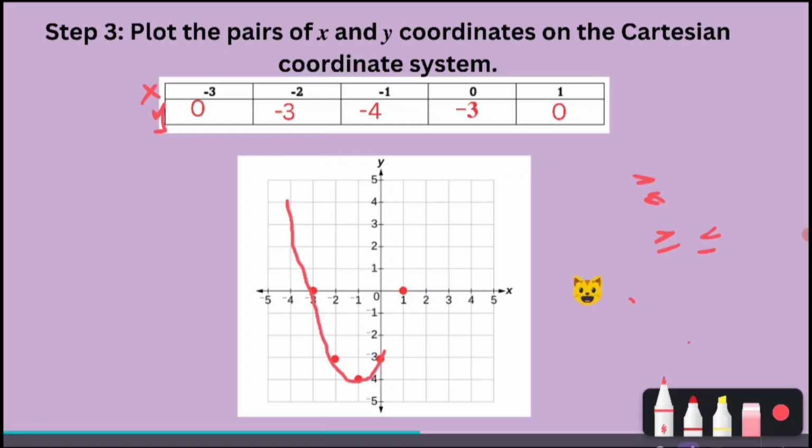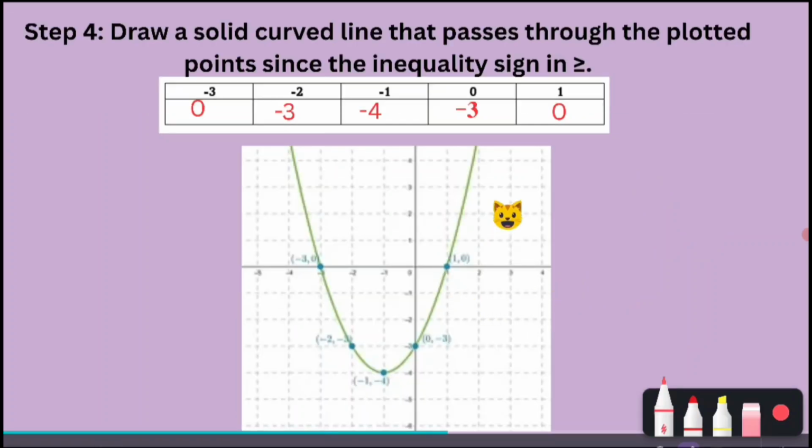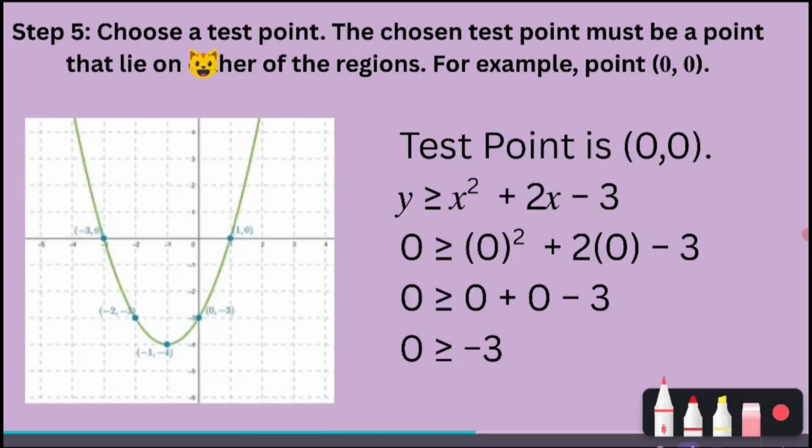Dudugtong lang natin yung mga points. And to show you kung ano yung magiging kalabasan niya, ganito. So, ito na yung magiging parabola natin. Negative 3, 0, negative 2, negative 3, negative 1, negative 4, 0, negative 3, and 1, 0. Step 5, choose a test point.